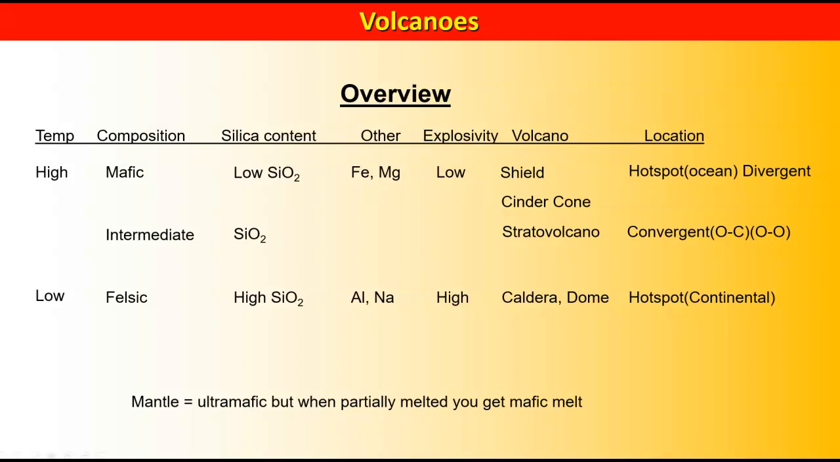Okay, and so here's some other properties that we associate with these compositions, right? So these melt at high temperatures, they have low silica, some of the elements that are there. Here's explosivity, like how violent are they? Here's some volcano names that we'll discuss shortly. And here are some places where we get these types of volcanoes.